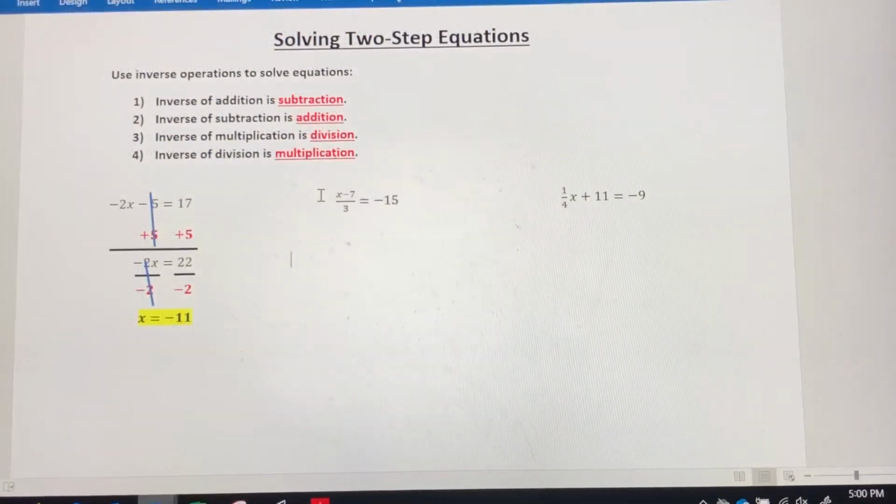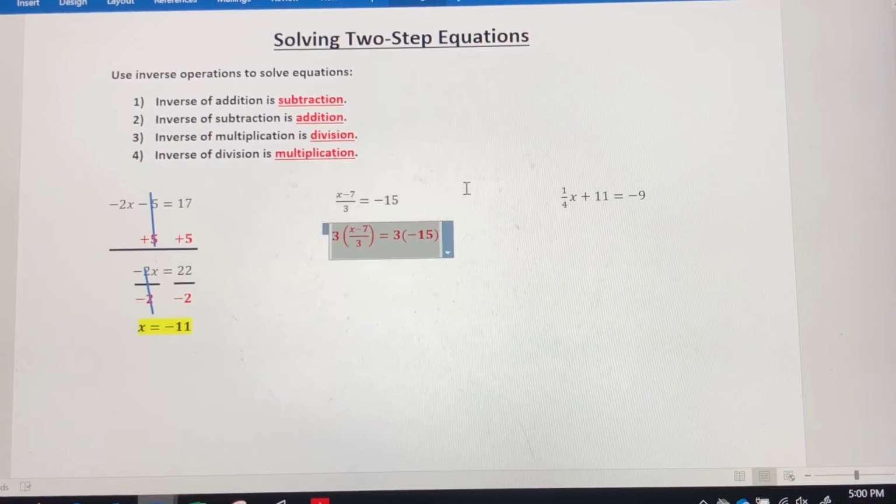The second equation is x minus 7, divided by 3, equals negative 15. So what's happening to the x? First, we're subtracting 7 from the x, and then we're dividing that by 3. So we want to use these inverse operations, and we want to clean that up in reverse order. So the first thing I'm going to do is multiply both sides by 3.